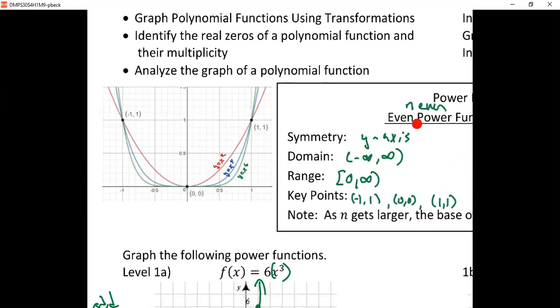has symmetry to the y-axis. And that's why we call it an even function. The domain is all reals. The range is from 0 to infinity. That's before we do any translations. Key points on here are (-1, 1), (0, 0), and (1, 1). So every even power function will go through those three points.